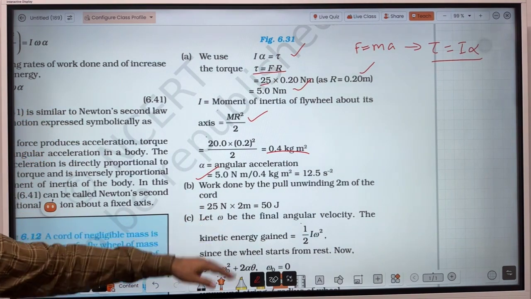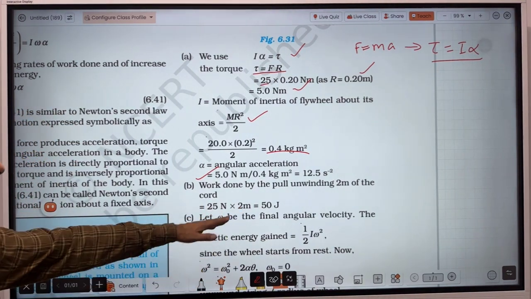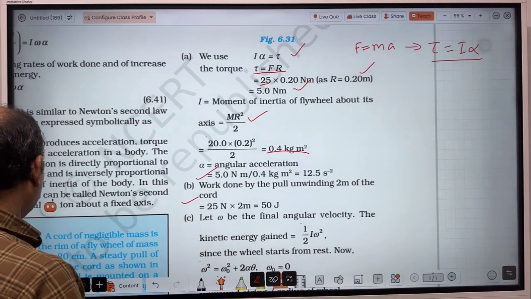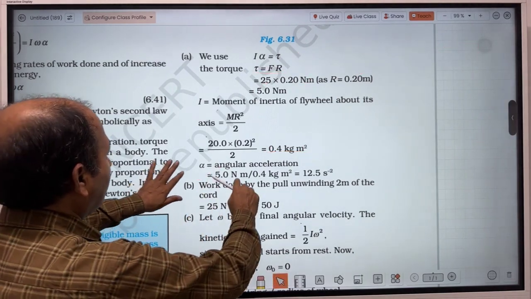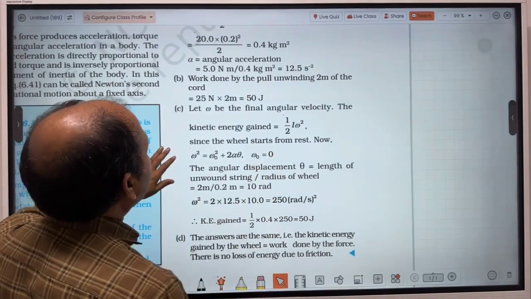So work done is force into displacement. In our question, force is given as 25 Newton, displacement is 2 meter. So 50 joule work is done. Then comes the next point.